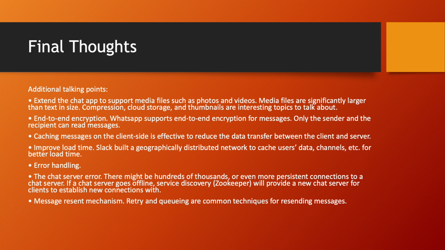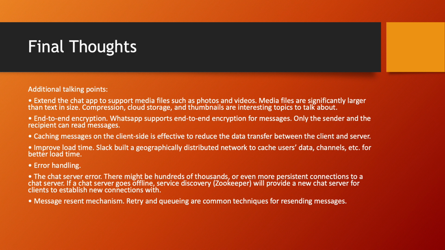Now, additional talking points could be, we could extend the chat app to support media files such as photos and videos. Media files are significantly larger than text in size. Compression, cloud storage, thumbnails are interesting topics to talk about. End-to-end encryption. WhatsApp supports end-to-end encryption for messages. Only the sender and receiver can read messages. So we could talk about how to enable that.